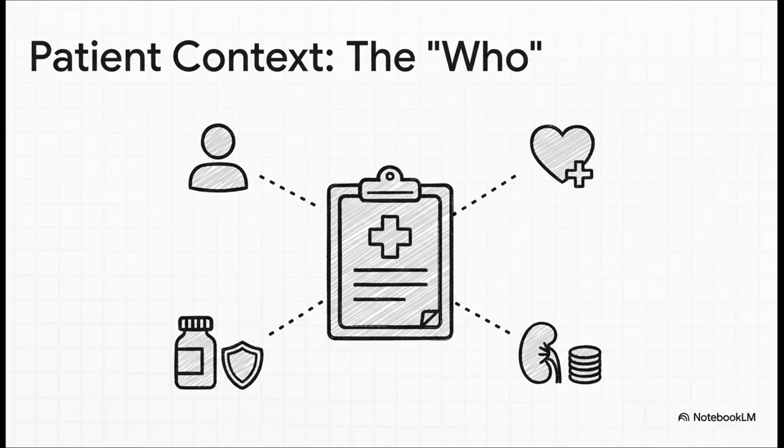The very first piece of this blueprint is defining the who. We're giving the AI a quick but really detailed snapshot of our patient: age, comorbidities, their med list, allergies, and those crucial little factors like renal function or even insurance issues that can totally change our plan. The more specific you are here, the better the output is going to be.